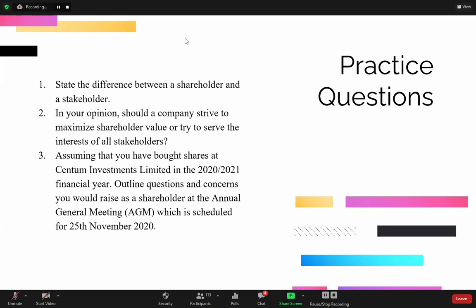As we said earlier, people like customers, people like suppliers can fall in the stakeholder category. Now, with that, let's look at question 2. In your opinion, should a company strive to maximize shareholder value or try to serve the interests of all stakeholders? Can anybody provide us with their opinion on that?